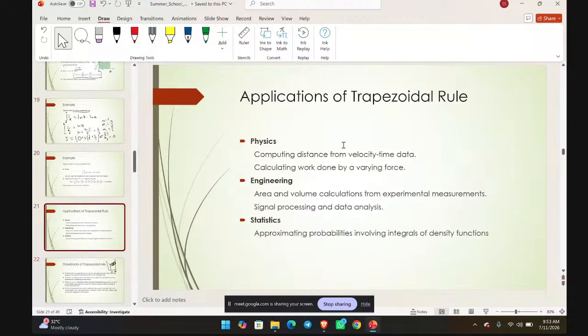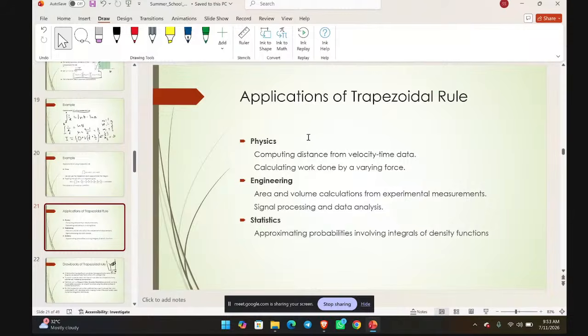So, what are the applications of the trapezoidal rule? Sometimes, for example, if we have an object, we know its velocity at particular time intervals, like at t equal to 1, velocity is 2 meters per second. At t equal to 2, it's 3 meters per second. At t equal to 3, it is 5 meters per second. If you want to compute the distance and we don't know the velocity as a function of time, we basically use this trapezoidal rule. We divide the interval in such a way that we can use the data points we have and try to approximate the distance traveled by the particle.